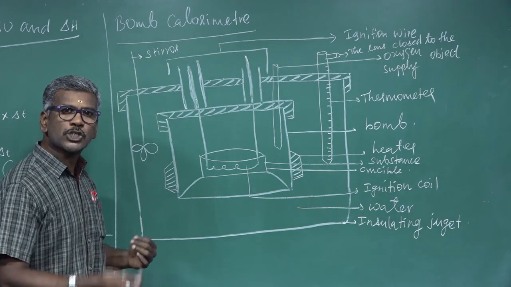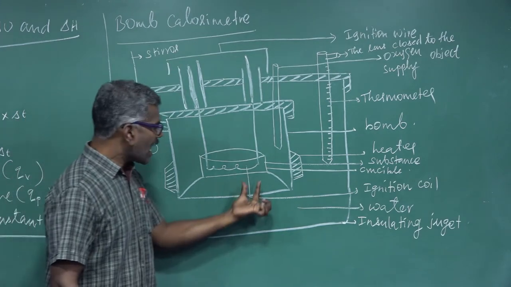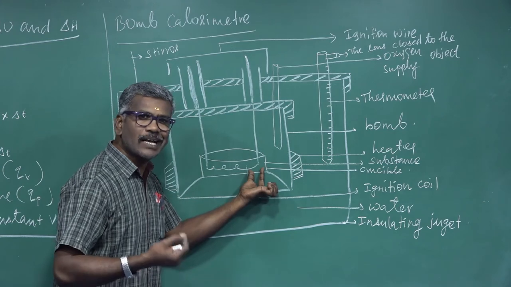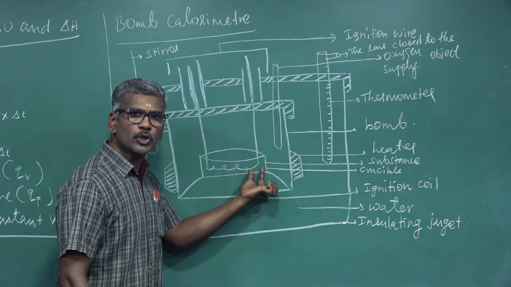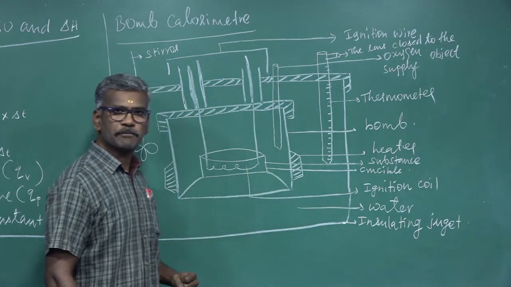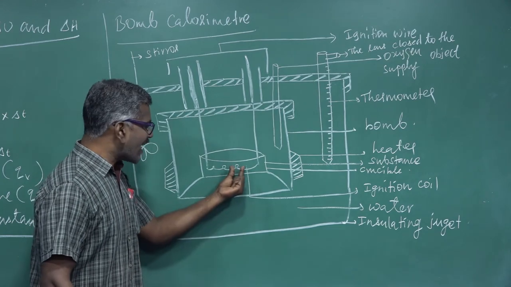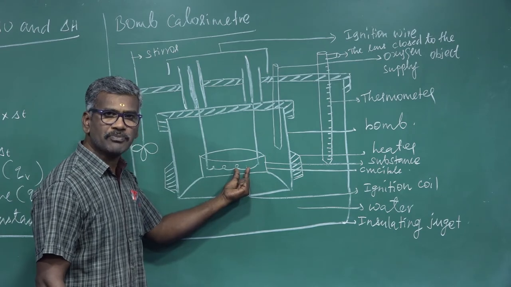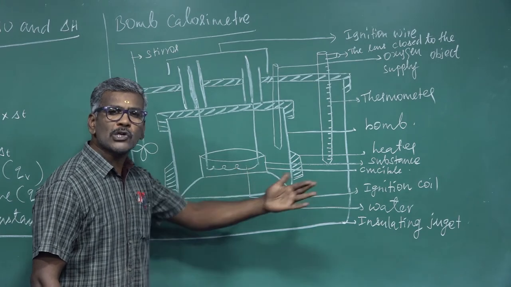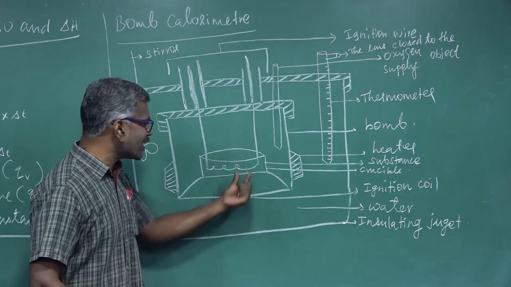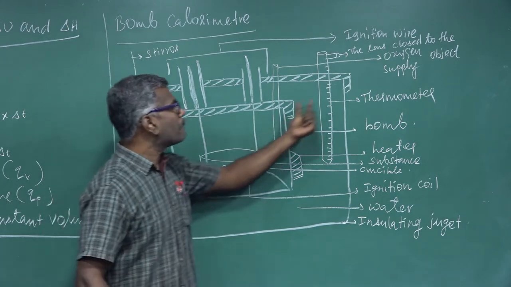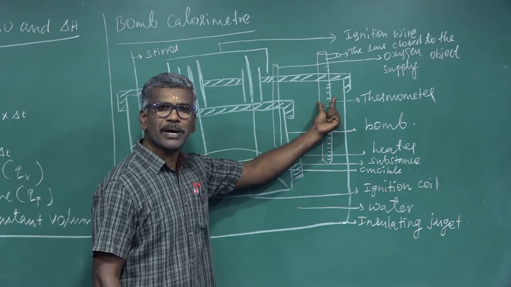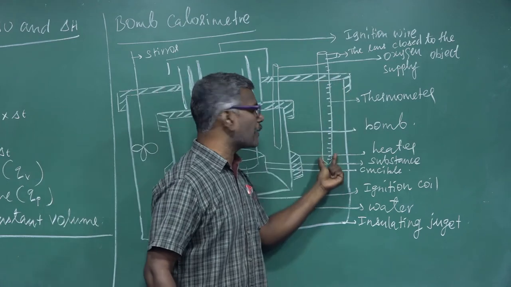The reaction is started by igniting the weighed amount of the substance with the electric heater. The weighed substance burns with oxygen and produces an amount of heat during this reaction. Then we measure the temperature using the Beckman thermometer.